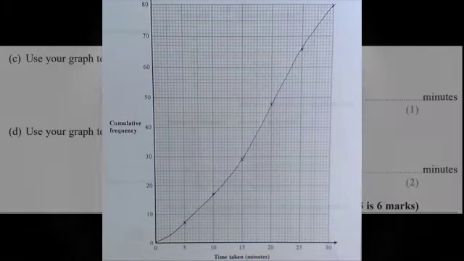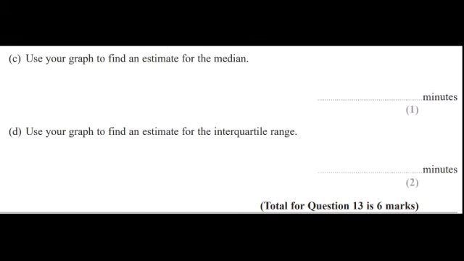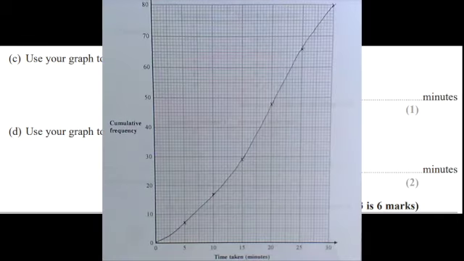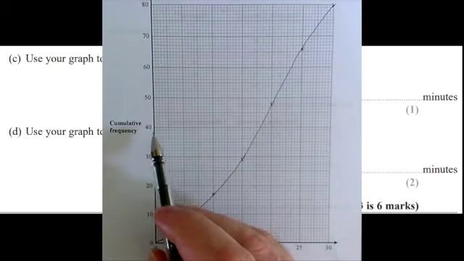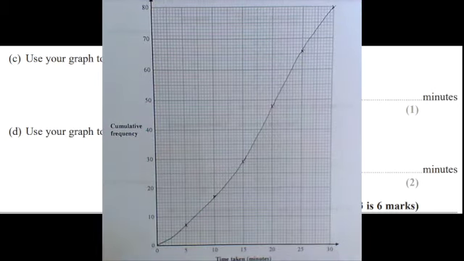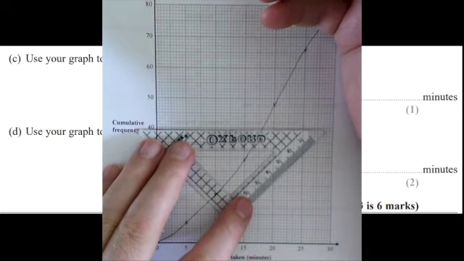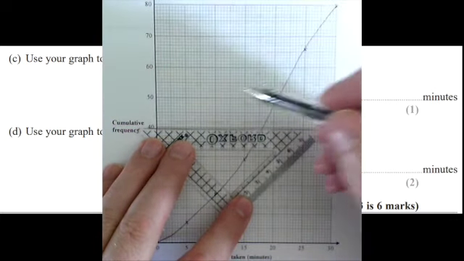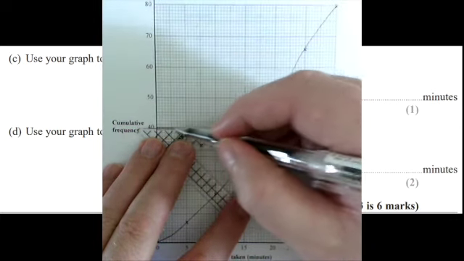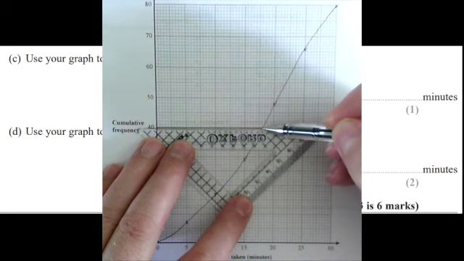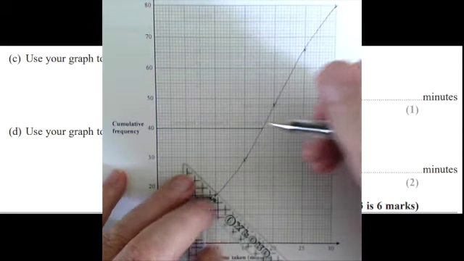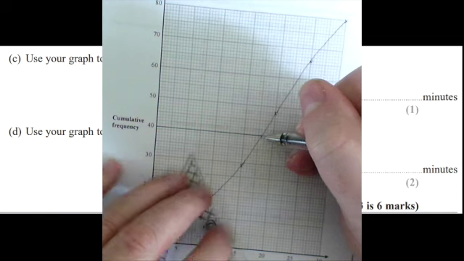From this graph, they're going to ask us to look for the median and the interquartile range. So if you've got 80 taxi journeys, the median is going to be the length of time for the 40th taxi journey. With your ruler, you must show that you've done this, with pencil or pen, but do show that you've looked at the 40, gone along the graph, gone down, and read off this value.